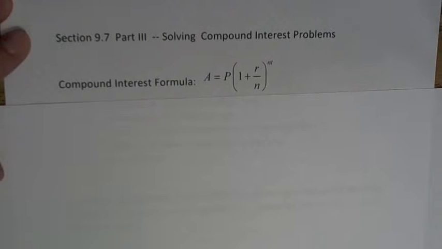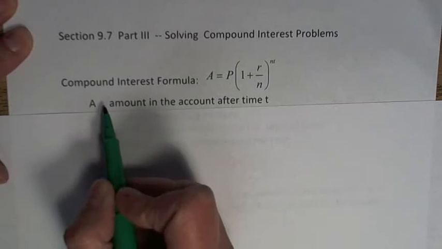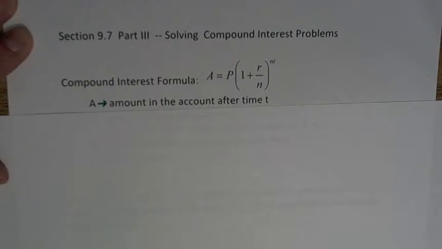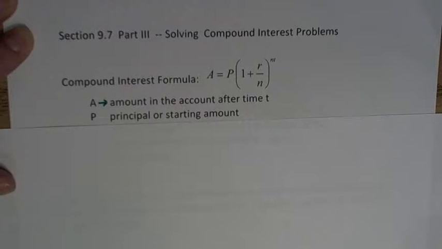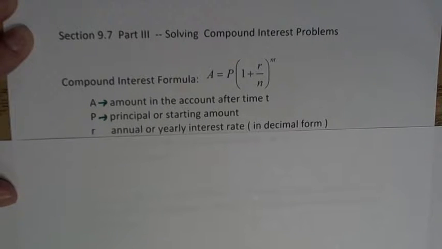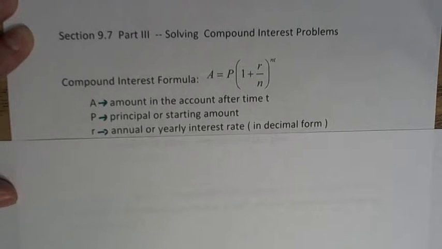and each of these letters has a special meaning, so if you haven't seen it before, I want to briefly go through what each of them means. The A represents the amount in the account after a certain time t. The P stands for principal, which represents the starting amount that you might have in your account. The R is the annual or yearly interest rate, and when we use it in this formula, you always want to make sure that it is in decimal form.